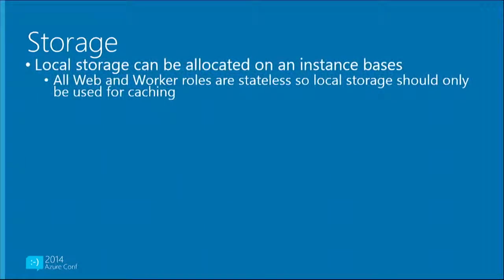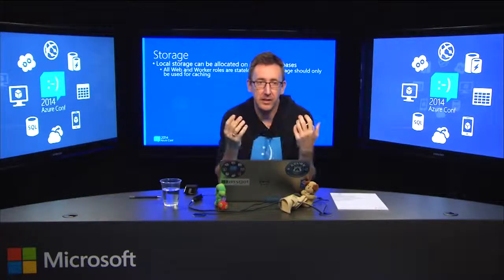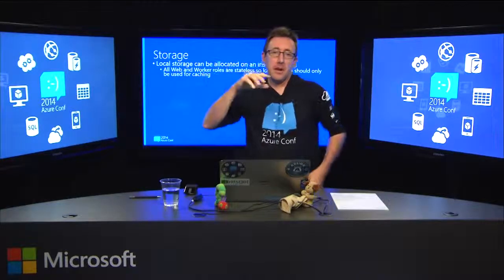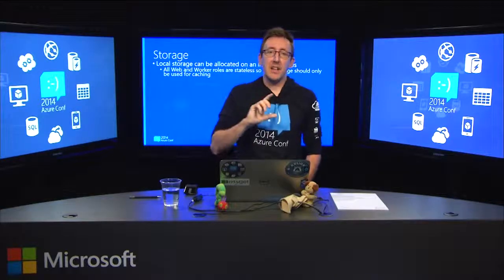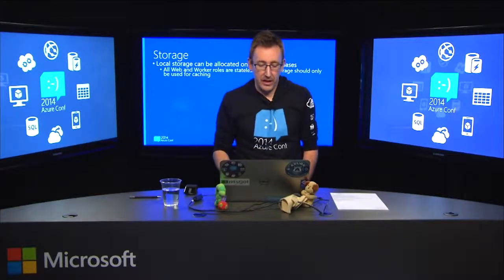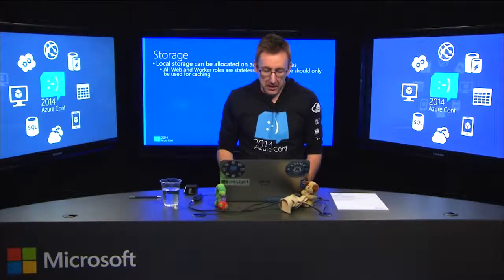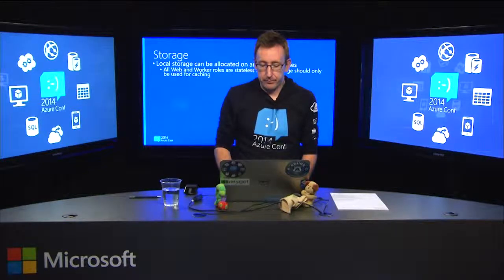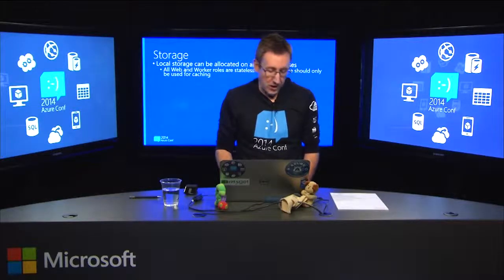Right. So the cool thing about local storage, because there are a lot of different pieces in the storage story, is that local storage can be allocated on instances. So you can just have worker roles and web roles, and they can immediately interact with local storage, and share a little bit of the data there. Mostly it's used for caching or for other mechanisms. Since PaaS is mostly stateless, local storage should be only used for caching.